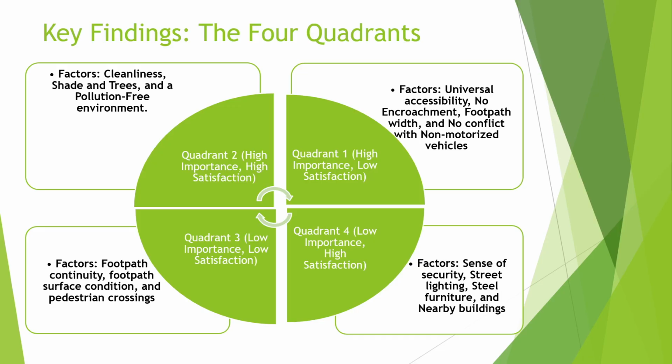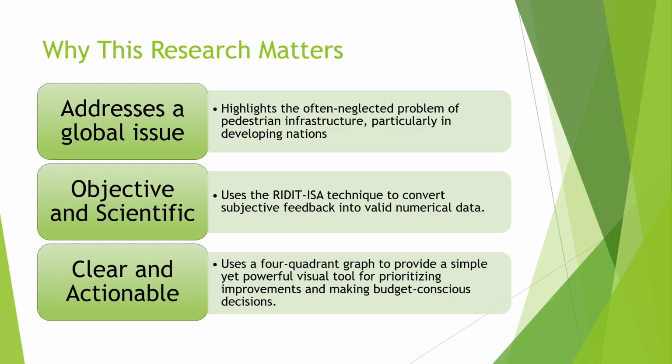So from this slide, the concerned authority can easily find the message that in quadrant 1 they should make the highest investment, because these factors are greatly important and pedestrians are less satisfied. So this is the most significant outcome from this research, I think.